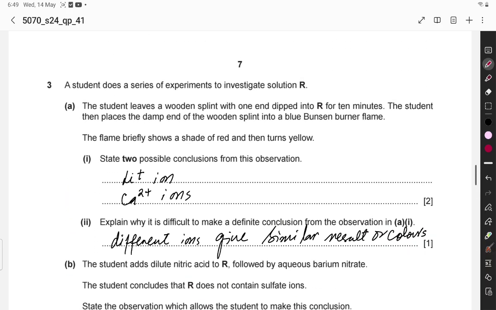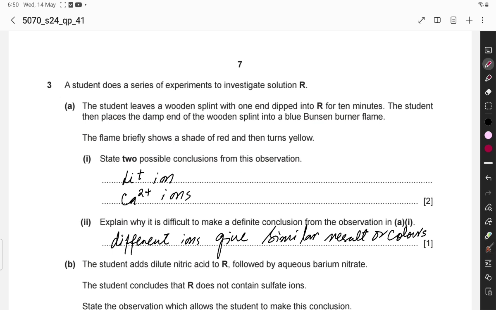Question number 3. A student does a series of experiments to investigate solution R. The student leaves a wooden plate with one end dipped into R for 10 minutes. The student then places the damp end of the wooden plate into the blue Bunsen burner flame. The flame briefly shows a shade of red and then turns yellow. State 2 possible conclusions from this observation.